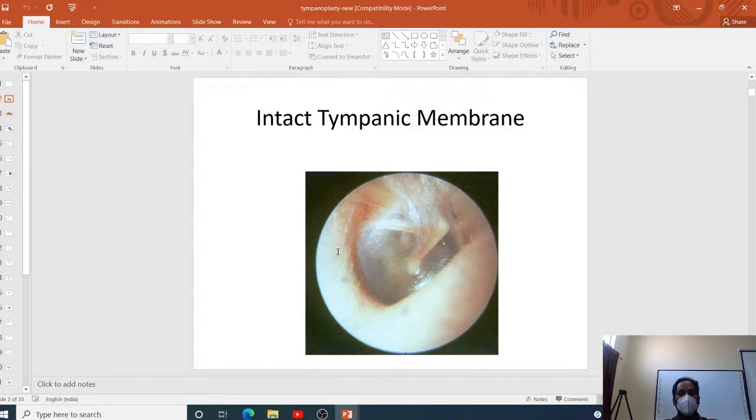So what is this tympanoplasty? First, if you see this picture, this is a picture showing an intact tympanic membrane. This is an intact tympanic membrane with the handle of malleus, umbo. This is the anterior malleolar fold and the posterior malleolar fold, and this is the cone of light, and this is the mild sagging of the anterior external auditory canal. So this is the normal tympanic membrane.